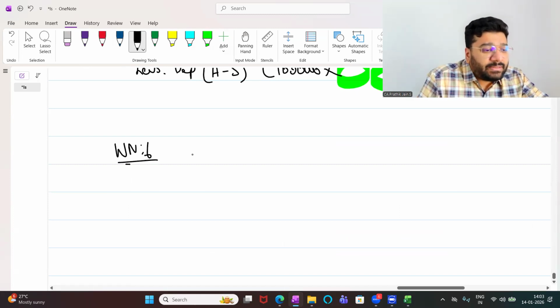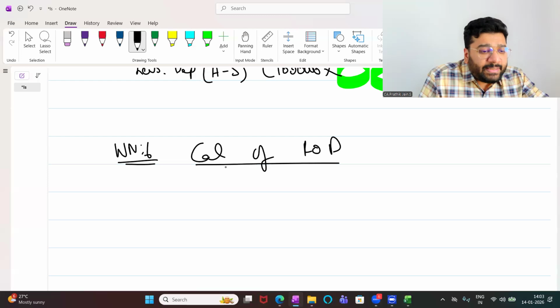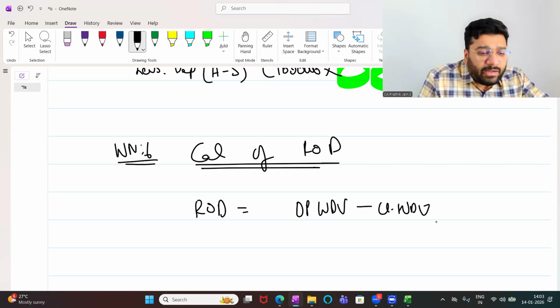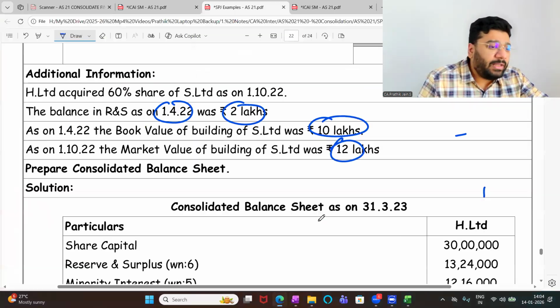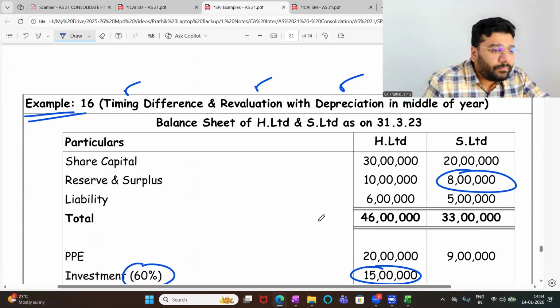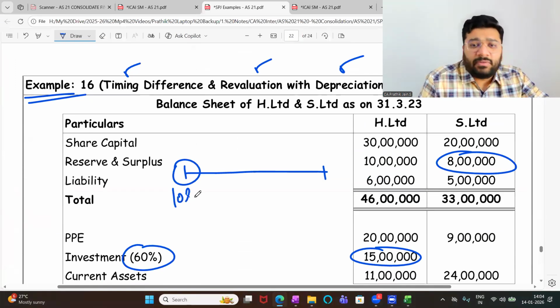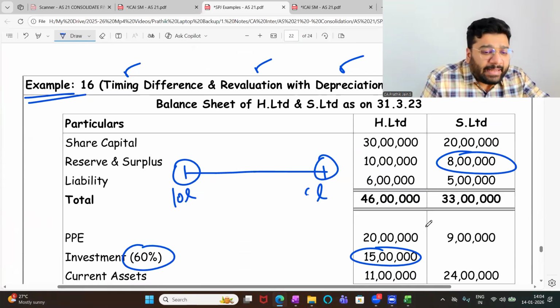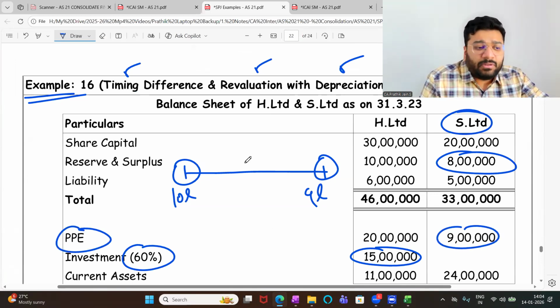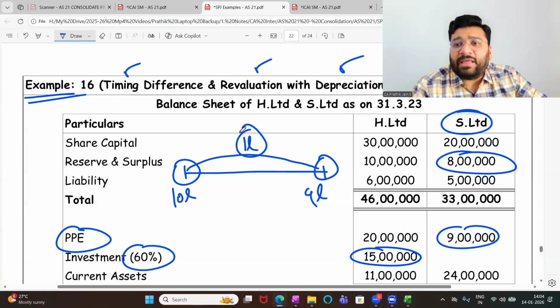Working note number 6. Calculation of rate of depreciation. ROD formula is nothing but opening WDV minus closing WDV divided by opening WDV into 100. Don't get stuck on the formula, just understand the logic. In the beginning period, the value of the asset was 10 lakh. At the ending period, the value of the asset is 9 lakh. 9 lakh is the PPE of S Limited. How much is the value of the asset used during the year? 1 lakh. Out of 10 lakh, you used the asset in the current year for 1 lakh. So 1 lakh is the used value of the asset.